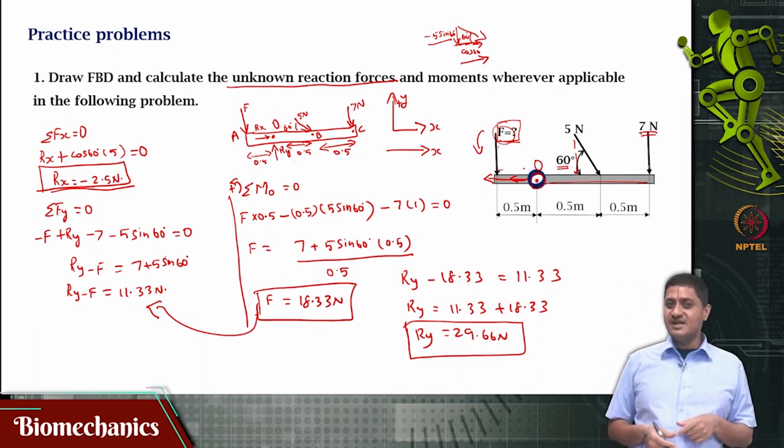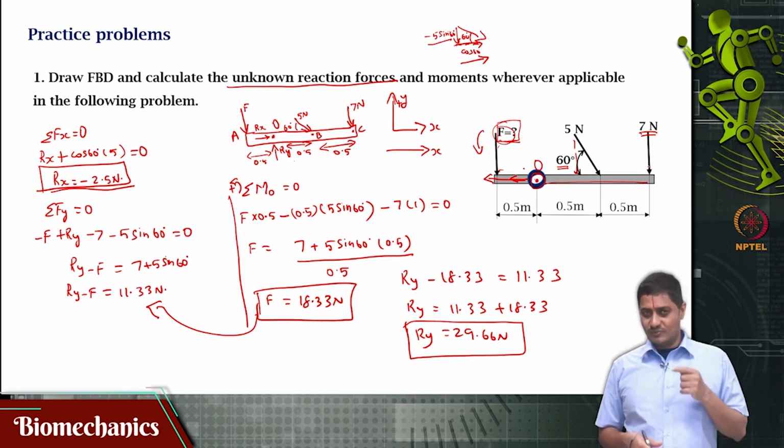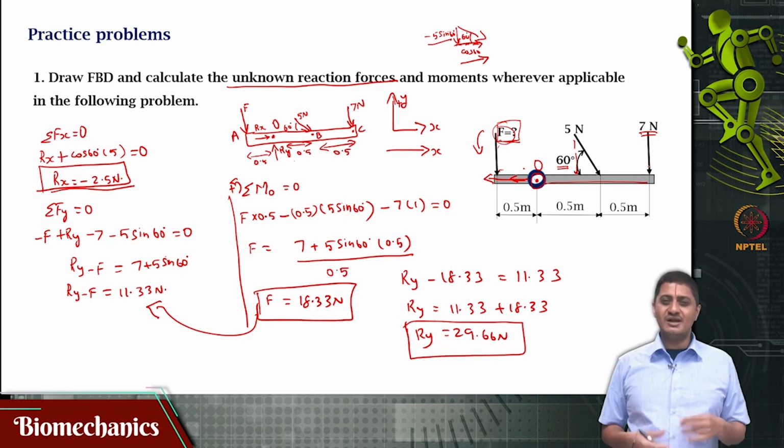So, for the sake of convenience, if I choose a point at which these two reaction forces have 0 moment, then what happens? Both these moments disappear, and I have one equation in one variable which I can quickly solve and get the value of F, which I can then plug into the previous equation and find the value of Ry. So, it is a matter of convenience.